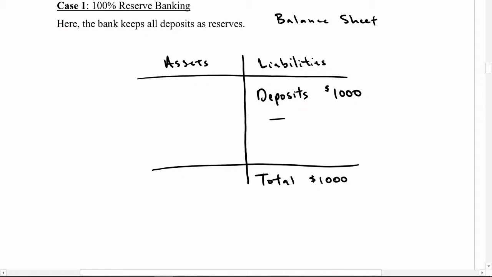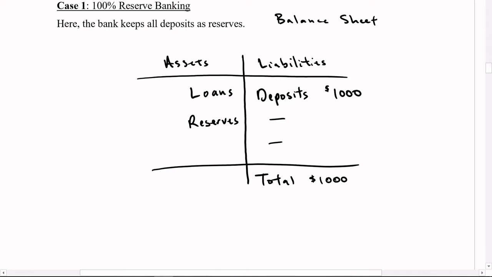Technically, we could have borrowings here and owner's equity or capital, but we'll keep things simple. Now, what can the bank do with that money? Again, let's simplify things, and we can say either they can loan it out and it would go into the loans bucket, or they can keep it in their reserves as cash in the vault.